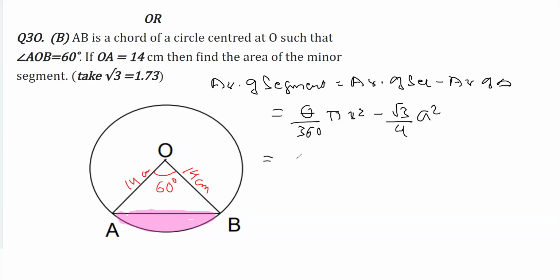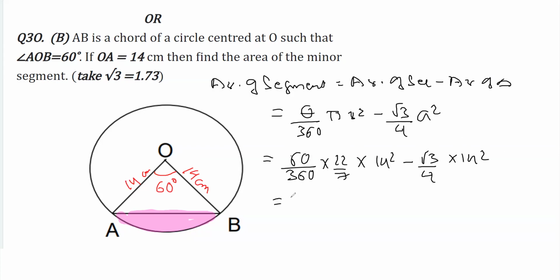Now let's plug in the values here. The theta, which is 60 degrees, over 360. The value of pi is not mentioned, so we'll take 22 over 7. And r is 14, so it's 14 square. Minus root 3 by 4, and a is the side, which is nothing but the radius here, 14 again.